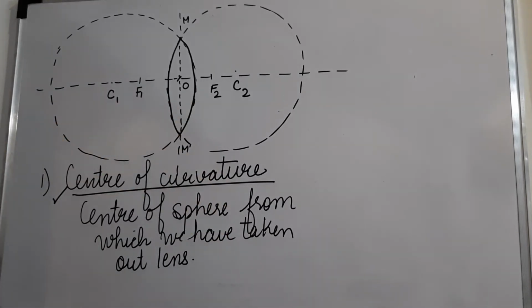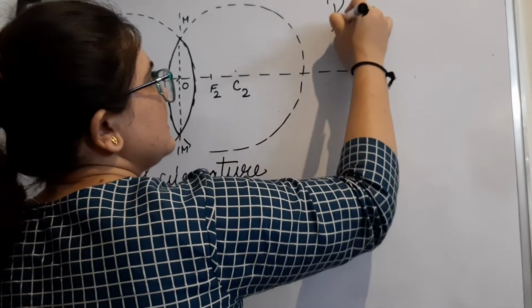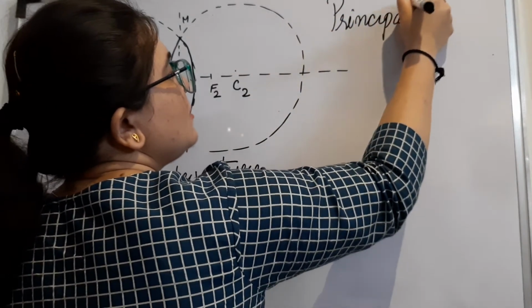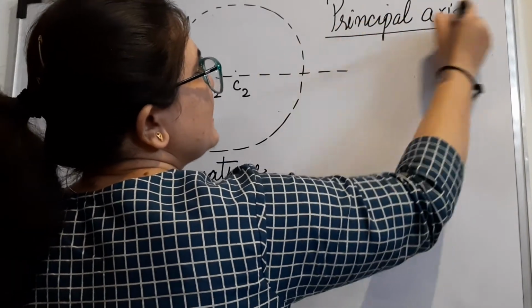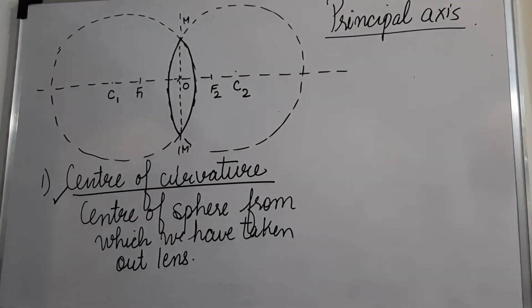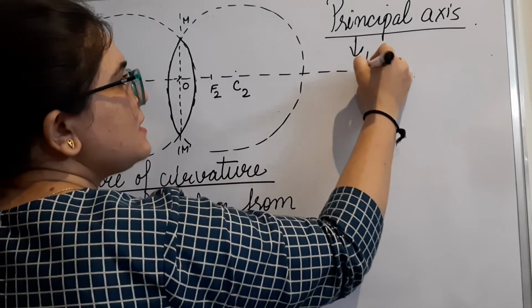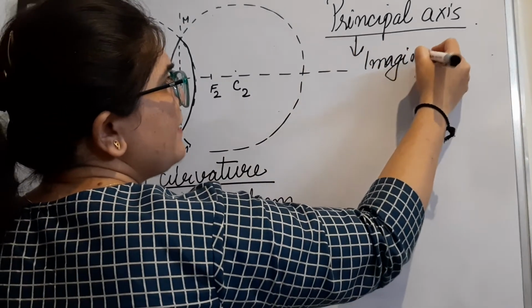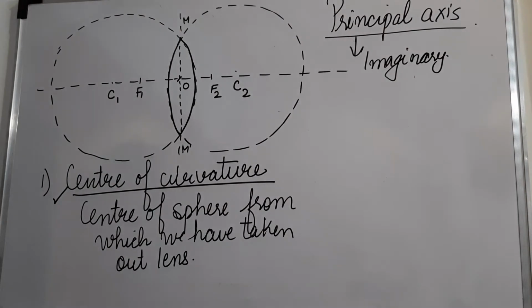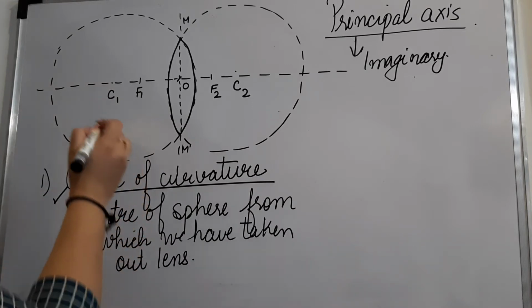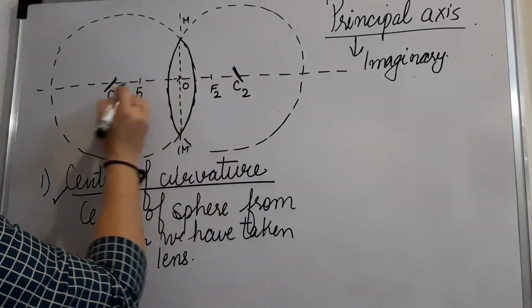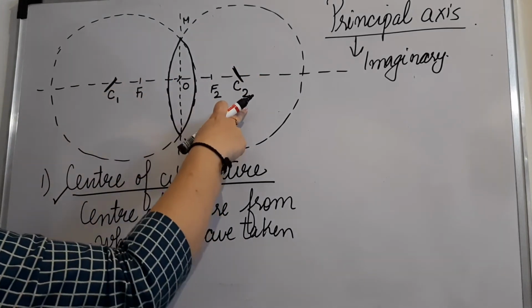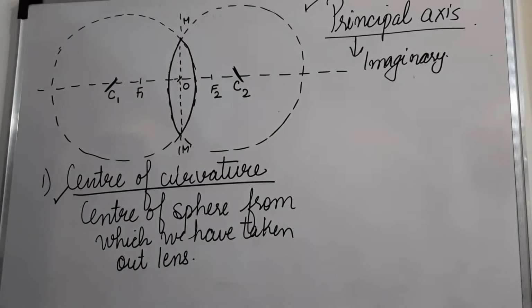The next definition that we have is principal axis. This principal axis will remain the same as that of the mirror. There is not much of a change. So how are you going to define it? That it is an imaginary line. The first word you are going to use is imaginary line, because when we do an experiment and keep the lens or the mirrors, there is no line as such that we can see as the principal axis. So it's basically an imaginary line that passes through the two centers of curvature. This line passing through both the centers of curvature is the principal axis.